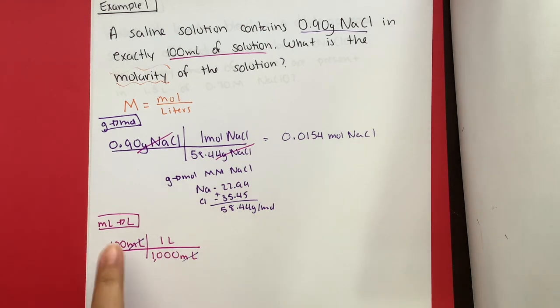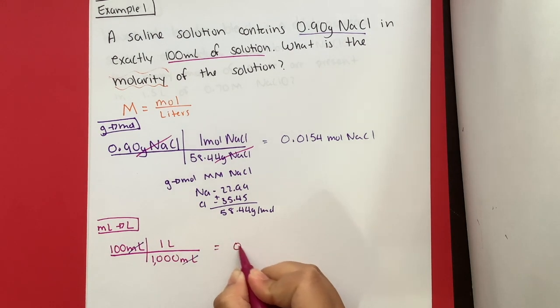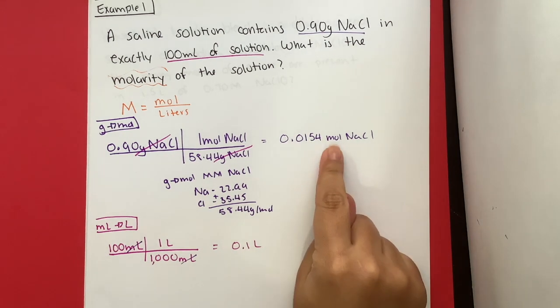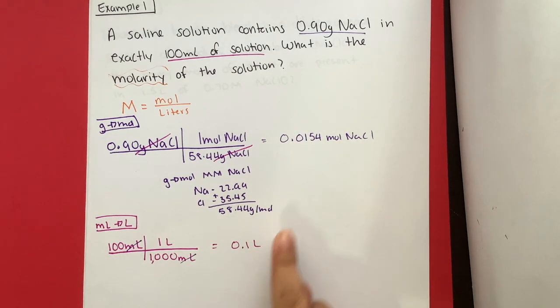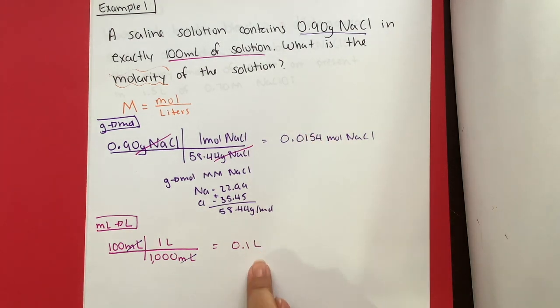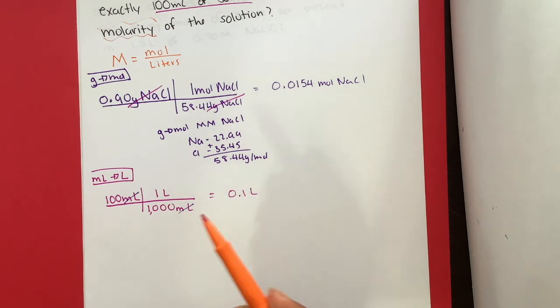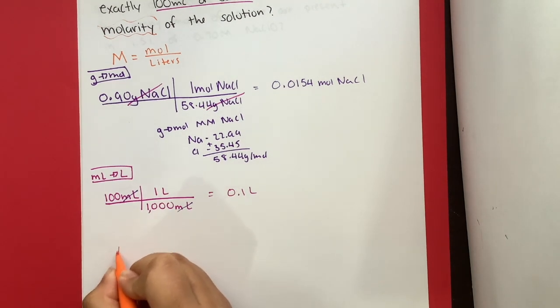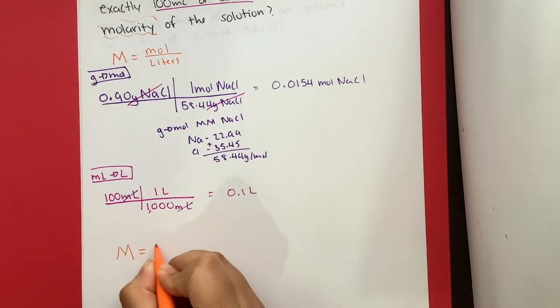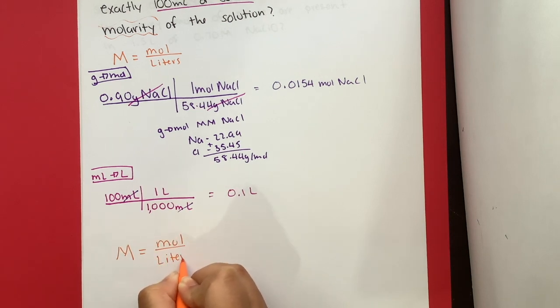So if I divide 100 divided by 1,000, I get 0.1 liter. Okay, so now I have the correct units. I have moles and I have liters. Now what I'm going to do is plug in both of these numbers into my molarity equation, which I'm just going to recopy here. So molarity equals moles over liters.